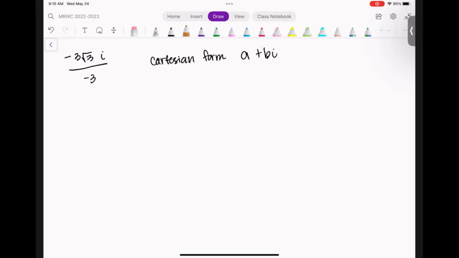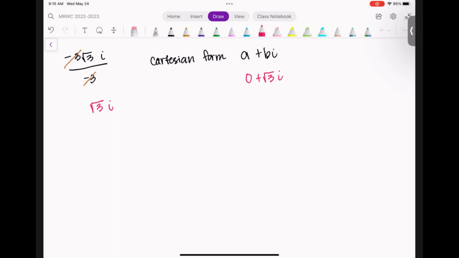So I'm going to go goodbye negative 3, goodbye negative 3, and I'm just left with root 3i. So depending on your teacher's preference, root 3i is of the form of Cartesian just because a is 0. But just to make it obvious for you all, I'm just going to write it like this: 0 plus root 3i. Does everybody see how everything kind of matches up? That is what Cartesian form is.